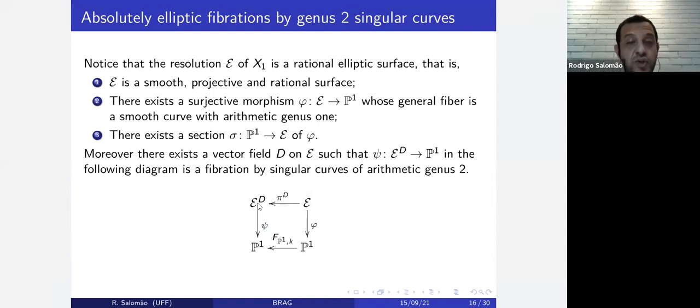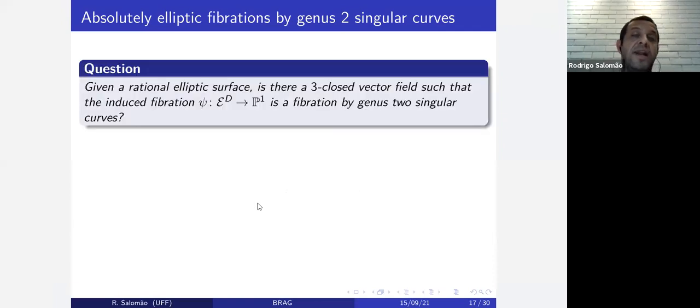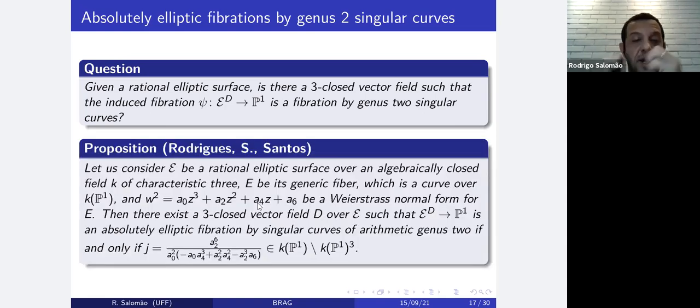Okay, so it's a natural question to ask: if we have a rational elliptic surface, is there a p-closed vector field such that the induced fibration is a fibration by genus 2 singular curves? And we can answer this question just by looking at the j-invariant of the generic fiber. The answer is yes, there is a vector field if and only if the j-invariant of the generic fiber is not a cubic power in the field of rational functions of the projective line.